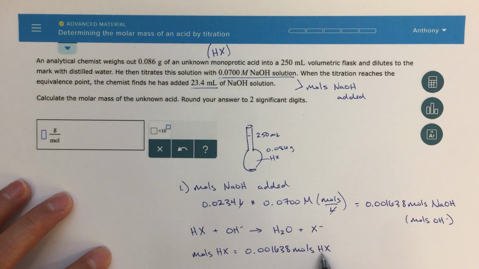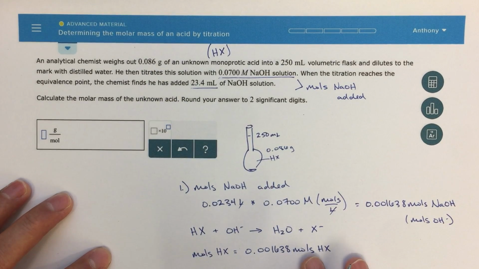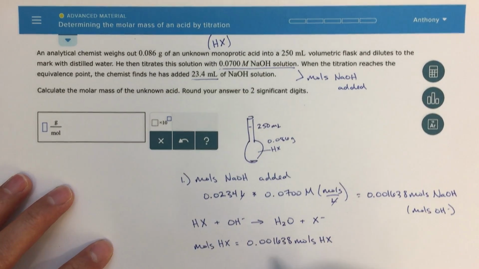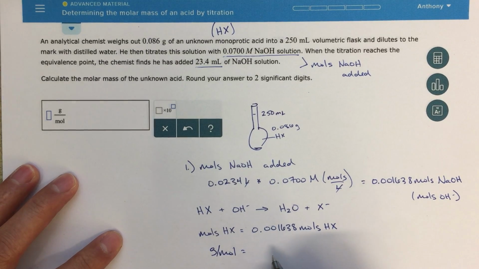Now that I have my moles of HX, I'm ready to solve the problem, because if I know the grams that we initially put in, and I know how many moles that represented, I can solve for the grams per mole. So the grams per mole is just going to equal my grams, 0.086 grams, divided by this number of moles, 0.001638 moles.